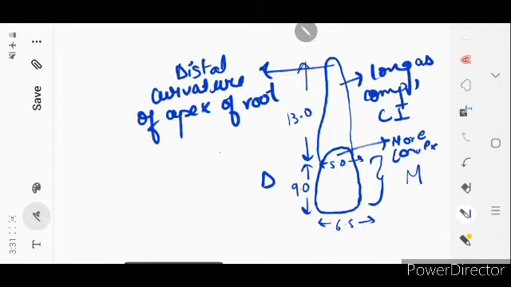Mesial outline is convex, जैसा मैंने आपको बताया. और यहाँ पे सबसे noted point to be noted is that the distal angle या disto-incisal angle is round. Distal incisal angle is rounded.